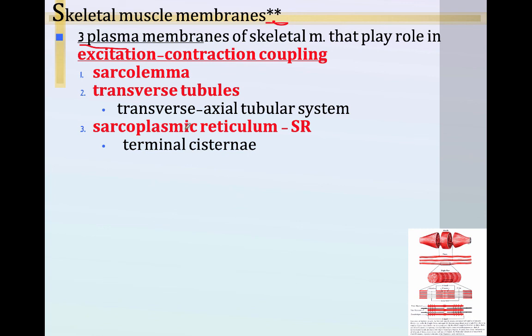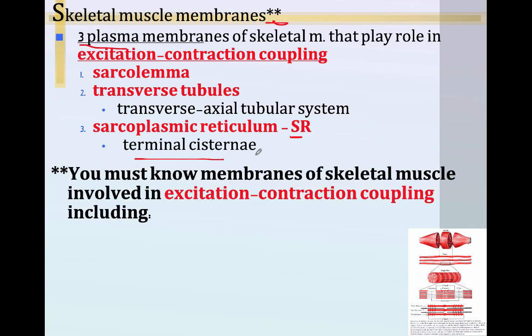And then we have the sarcoplasmic reticulum. And again, as I've told you a couple of times, this is specialized endoplasmic reticulum. Now, your book and other books talk about the terminal cisternae. People get confused. They think that it's a 4th membrane, but it's really just a part of the SR. And I don't care too much about the terminal cisternae. It doesn't help you in understanding what's going on here. You have to know the membranes of the skeletal muscle that are involved in excitation-contraction coupling, and there they are right there, 1, 2, 3.